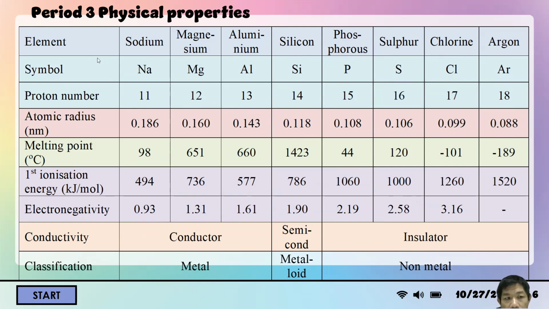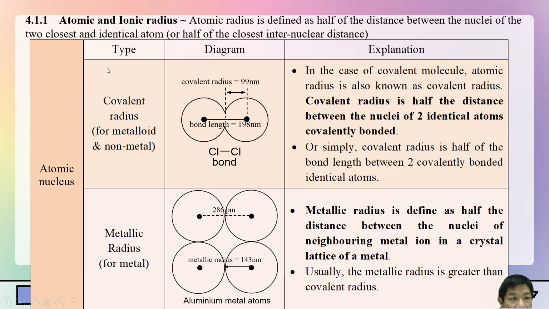So without further ado, let's look one by one at the physical properties of these period 3 elements, starting with atomic radius. What is atomic radius? Atomic radius is defined as half of the distance between the nuclei of the two closest identical atoms, or half of the closest internuclear distance.